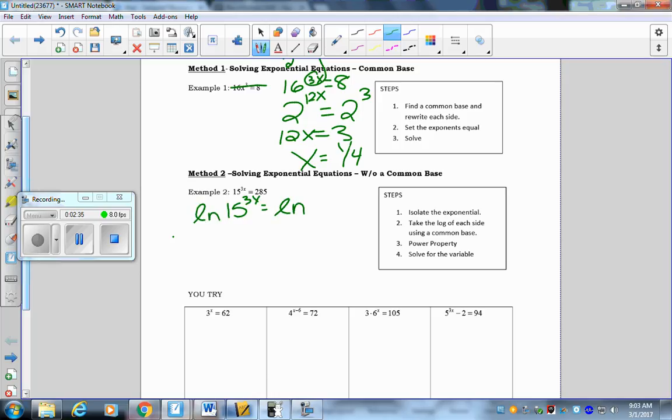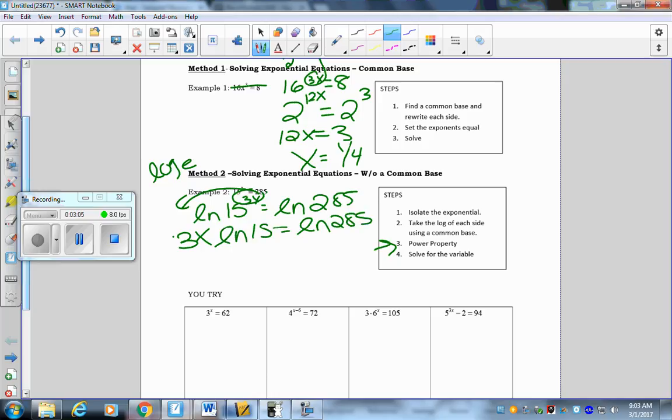Now remember, 15 is not the base. The base is e. Natural log is log base e. We just write it as ln, log of the natural base, okay? So my base is e. I don't need to write that little letter there. All right, so now, remember, we want to get that exponent down to ground level. It can't hang out up there. So if you remember, we can use our power property, and I can write this in front. So I've got 3 times x times the natural log of 15 equals the natural log of 85.